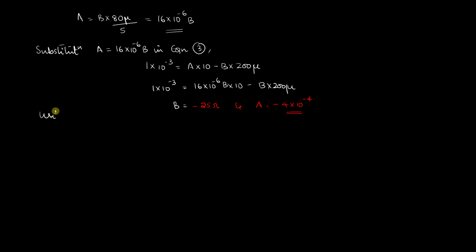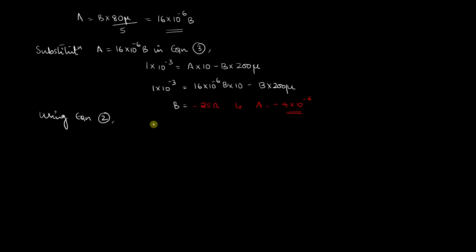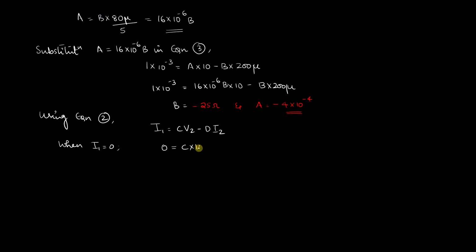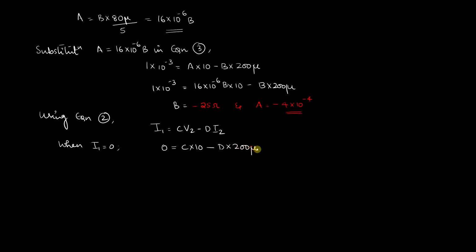So using the equation 2, if you look at the equation 2, I1 is equal to C V2 minus D I2. So substitute when I1 is equal to 0. So what happens here? I1 is equal to 0 means it will be 0 equals C into, so you have to use the parameters that are given for port 1 open. So substitute for V2 there. So that is 10 minus D into, what is the value of I2? 200 micro. So here you will get the relation between C and D, that is equal to 20 micro D. Let me name this as equation number 5.